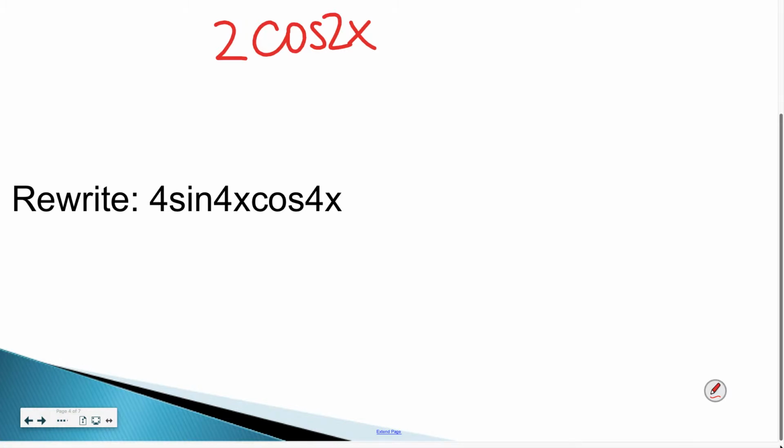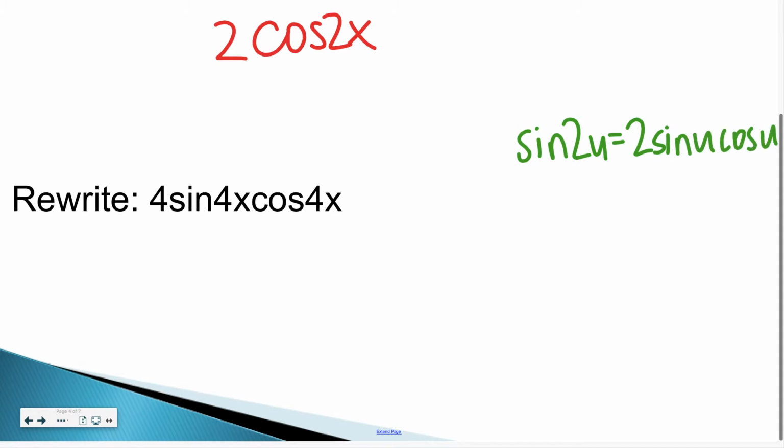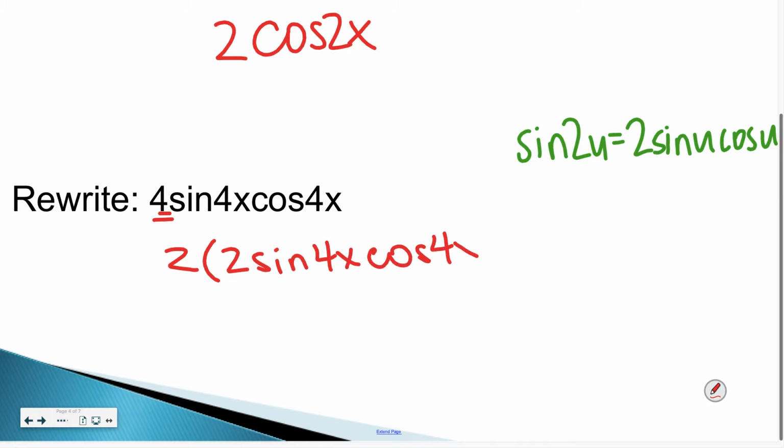Okay, does this somewhat resemble one of your formulas? Okay, which one? We know that the sine of 2u equals 2 sine u cosine u, right? Well, first of all, there's this 4 out here, so I'm going to go ahead and write it like this because I need a 2 in front. We need that 2 in front. Now, remember I said it didn't have to be 2u to u. We can really do this with any even number.